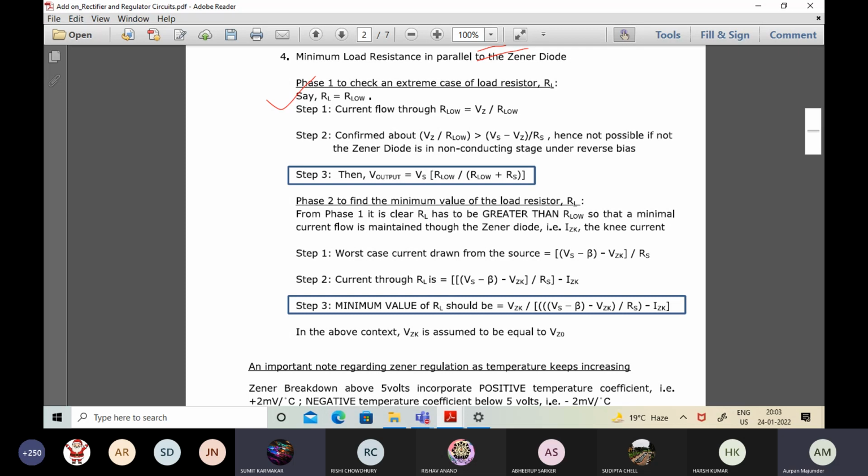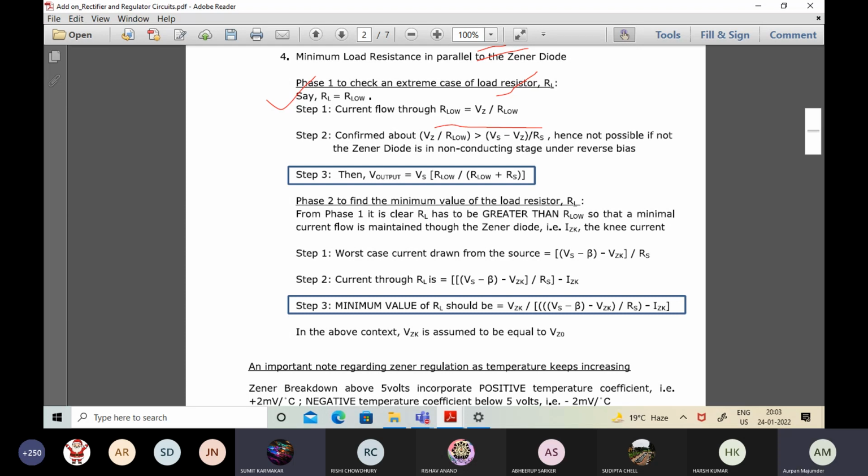If the Zener regulation is going properly, Zener regulation means that the output voltage will remain fixed at Vz. So whether there is a change in the RL factor or the VI factor, the output will be more or less fixed at Vz. If we think from the point of view that you are decreasing the load resistance, what will happen? The current flow through this R low, if the output voltage is the regulated voltage Vz, is Vz by R low.